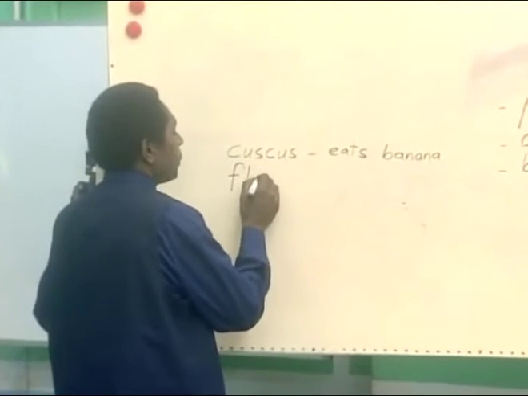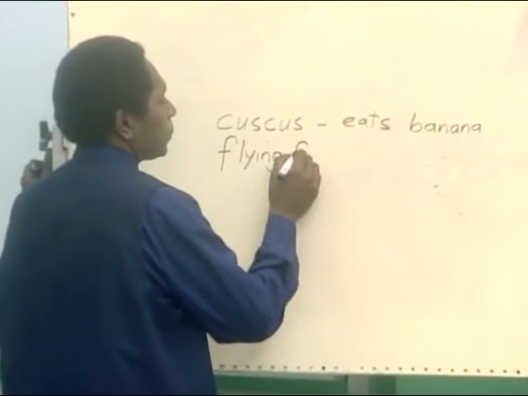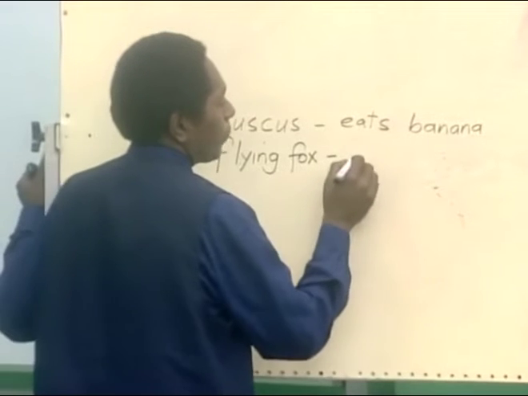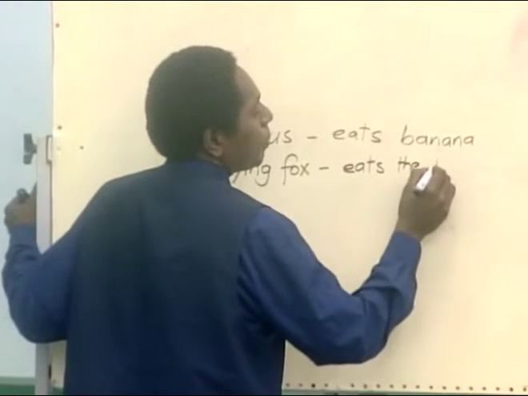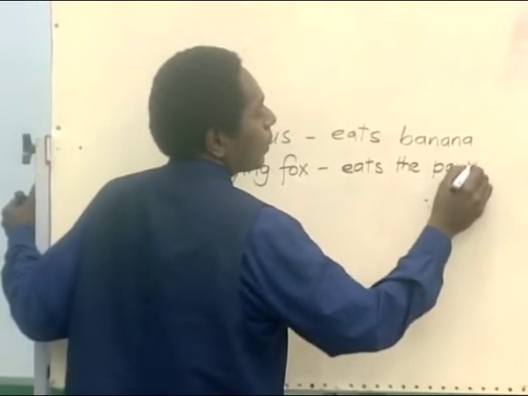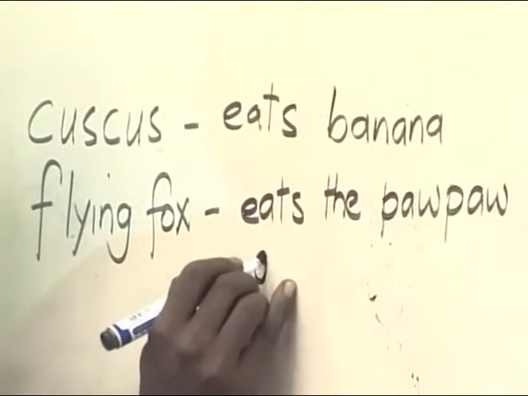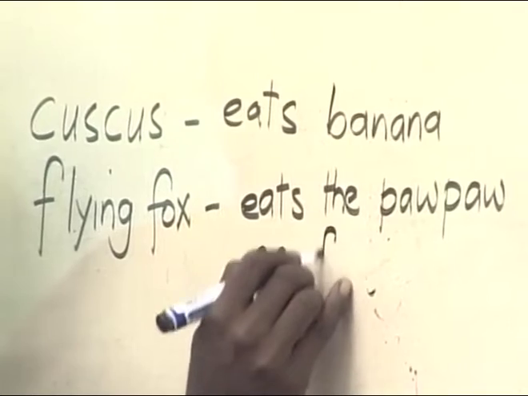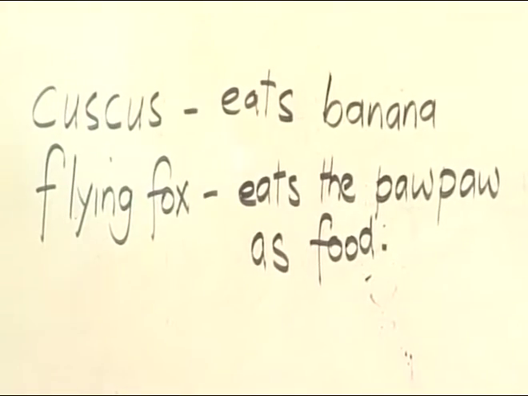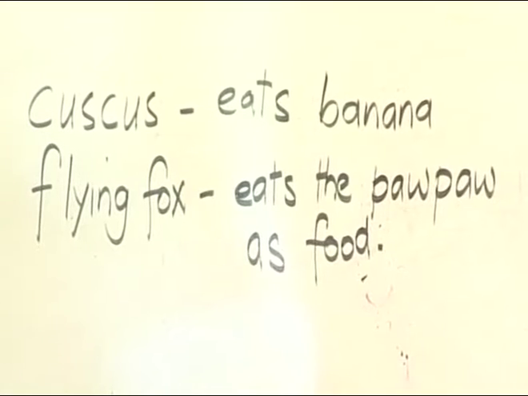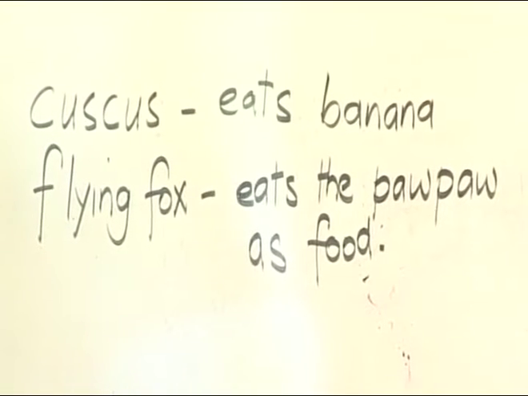Flying fox uses the pawpaw as food. Flying fox eats the pawpaw as fruits. So flying fox eats the pawpaw as food. Very good. Flying fox eats the pawpaw as food. Vanessa.